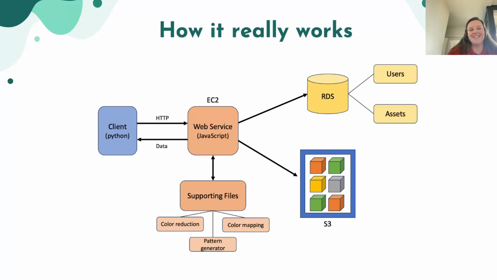And how it really works is I pretty much built on top of project 2. So we have our front end client written in Python that you interact with via a terminal. It works with our web service that's written in JavaScript. It stores images in an S3 bucket, and it holds all the important user and asset information in a relational database. The cool part that I implemented is I added supporting Python and CSV files, so that Python actually runs the computation for the color reduction and the SVG generation. And it uses the color mapping, and then it tells how everything should work.